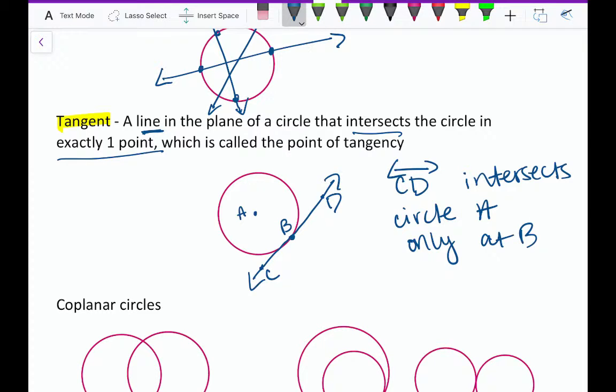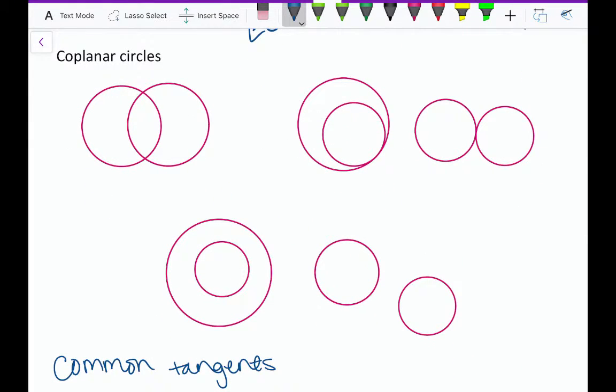And that point B is called the point of tangency. So the point of tangency here would be point B. All right, so coplanar circles.